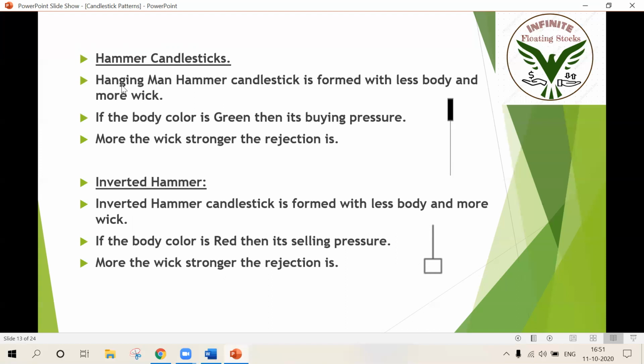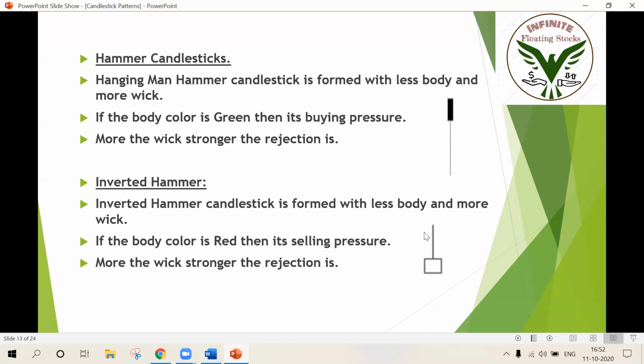Now read the definition. The hammer candlestick is formed with less body and more wick. If the body color is green, it's like a buying pressure. And the more the wick, the stronger the rejection is. Like I told, the wick is nothing but rejection, a fight from the opponent. So if the wick is longer, then there is more rejection. The inverted hammer candlestick pattern will have less body and more wick, and if the body color is red, then it indicates selling pressure.